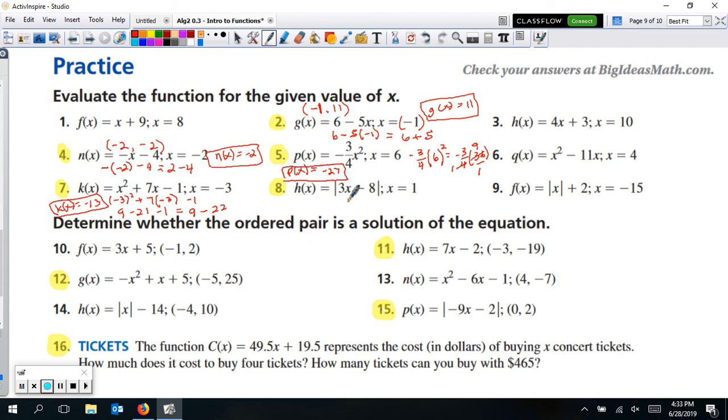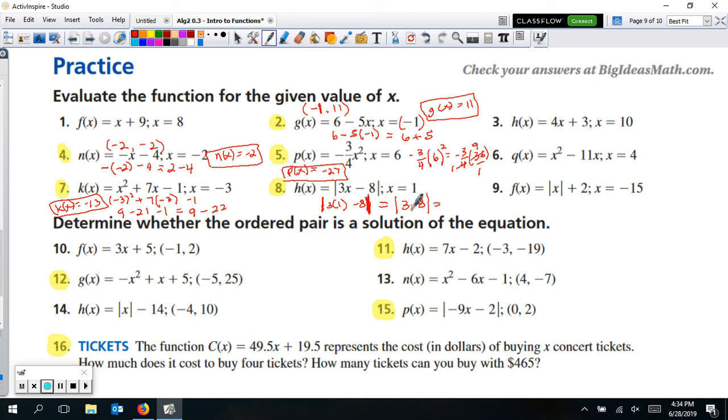Plug in 1 still in here, so it's going to be the absolute value of 3 times 1 minus 8. Oops, no parentheses, absolute value sign. So first of all, just do what's inside the absolute value symbols, and then we'll talk about what we have after that. So this is going to just be 3 times 1, which is 3. So absolute value of 3 minus 8, so it's going to be absolute value of negative 5.